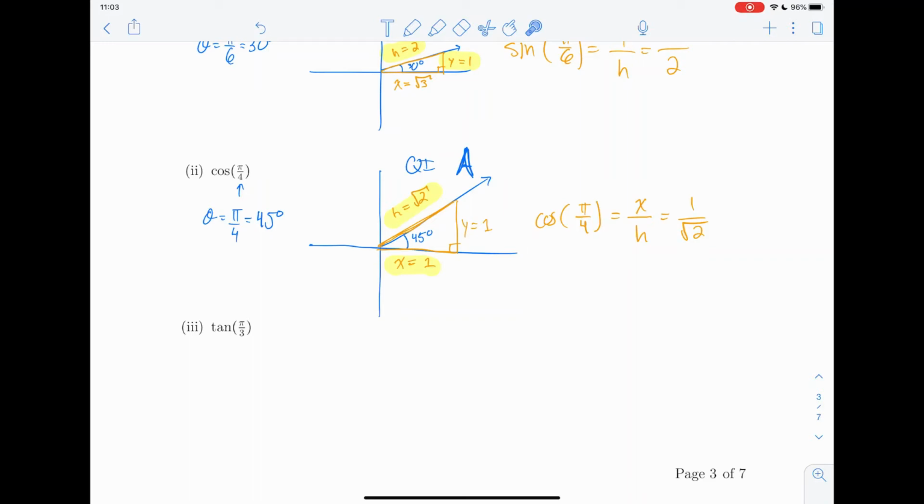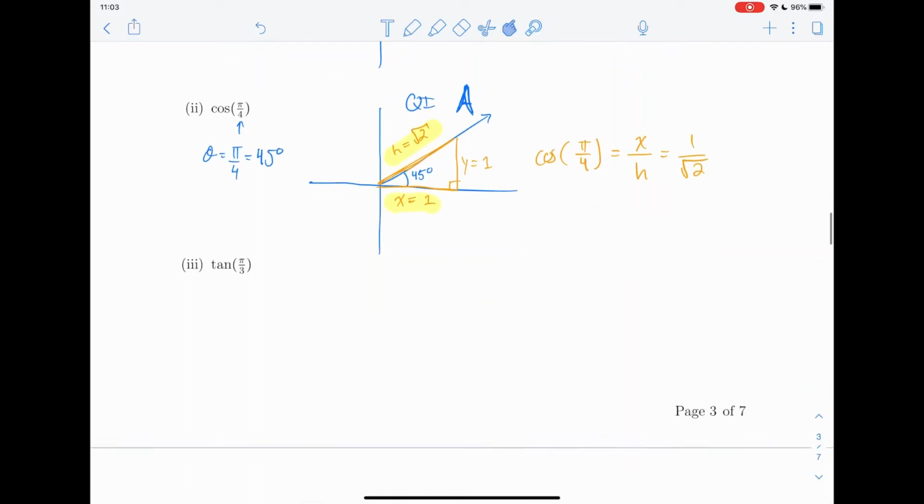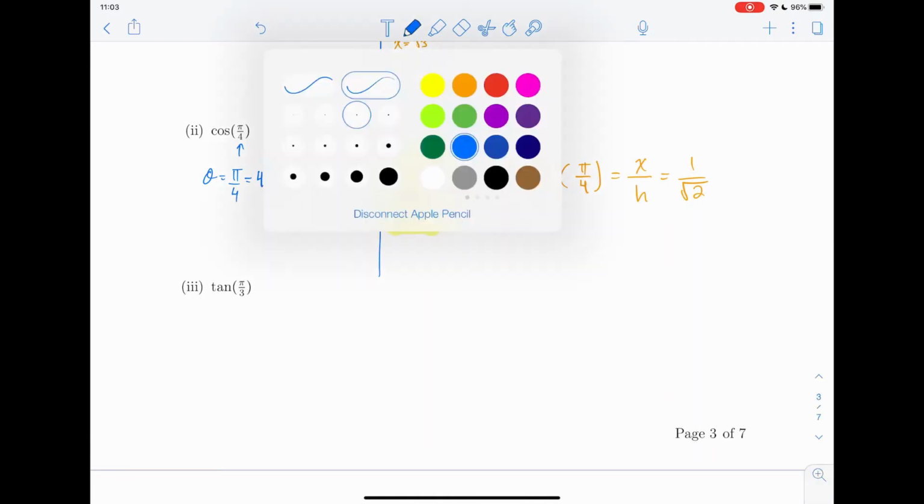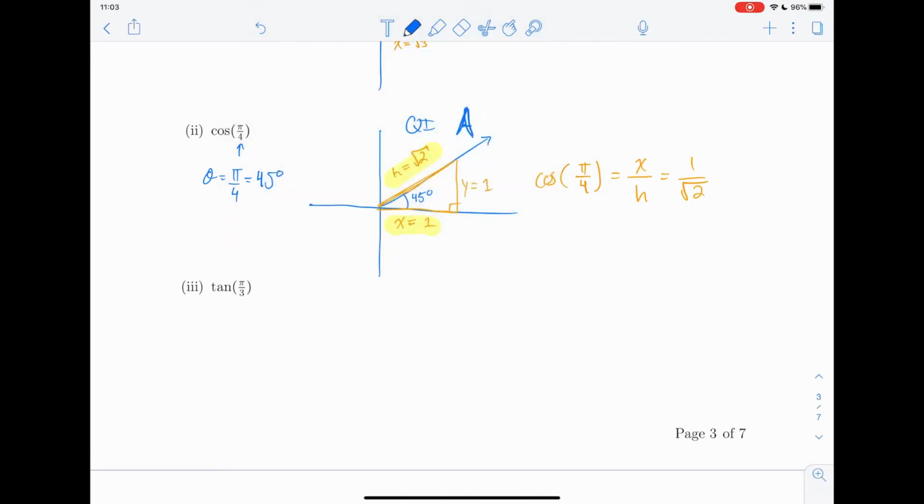The next example has us take a look at the tangent function. Just like we did before, we're going to graph the angle, where the angle here now is theta equals pi over 3, otherwise known as 60 degrees. And so here, we're still in quadrant 1.